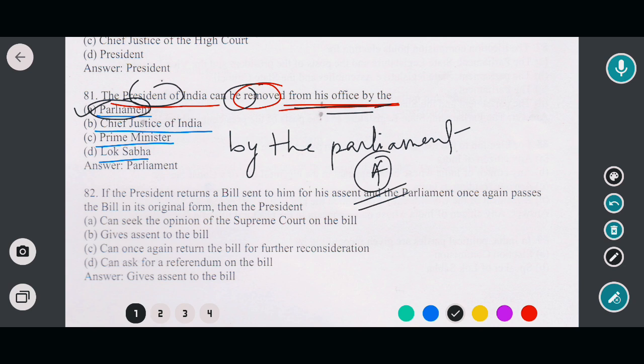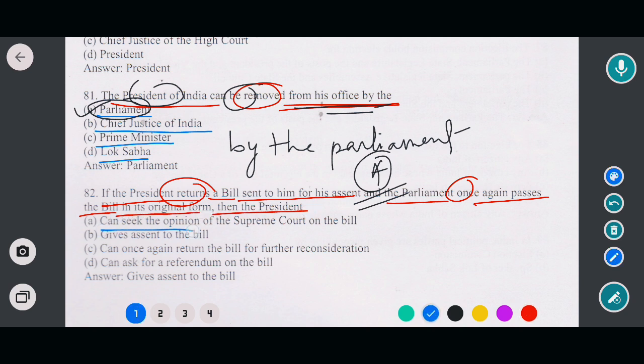Okay, so now moving to next question. Next question is, if the president returns a bill sent to him for his assent, and the parliament once again passes the bill in its original form, then the president what? Options are, can seek the opinion of the Supreme Court on its bill, give assent to the bill, can once again return the bill for the further reconsideration, can ask for referendum on the bill. So the correct option would be gives assent, that is option B.